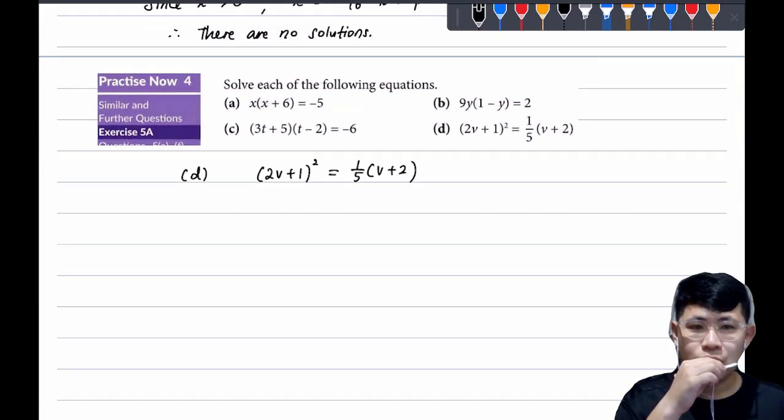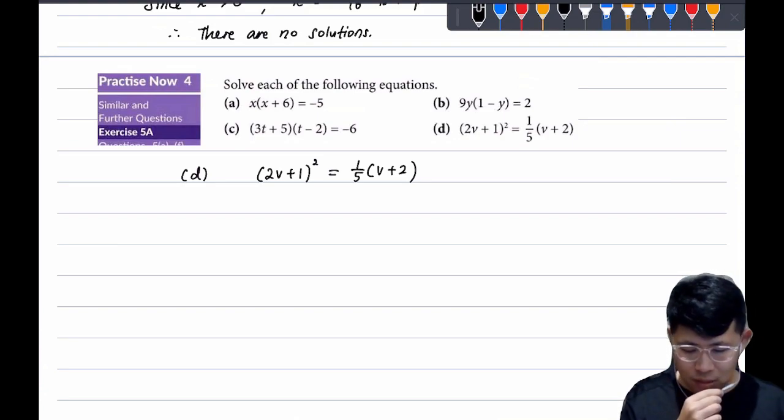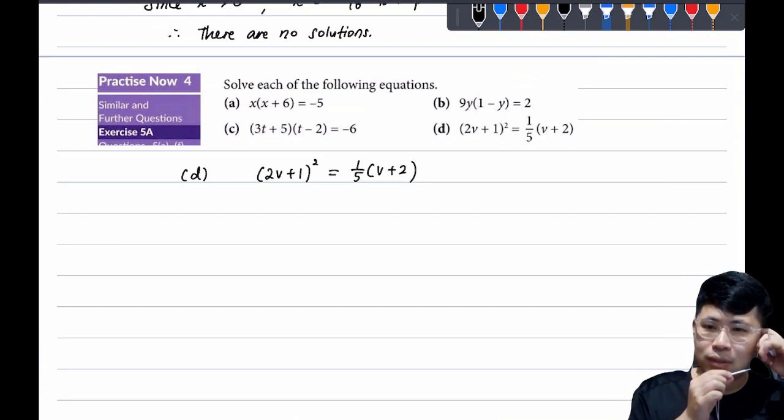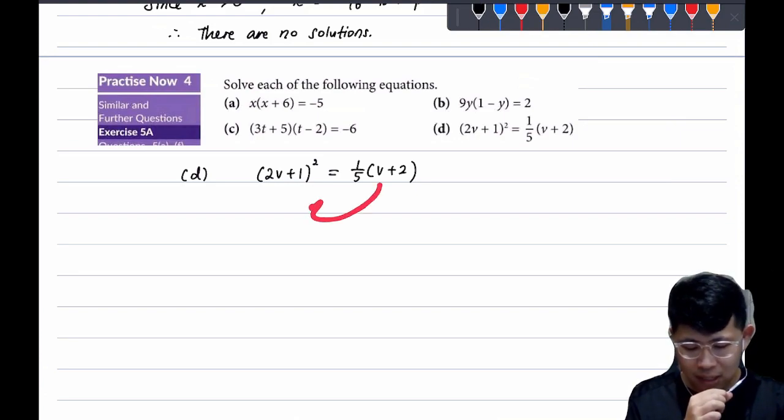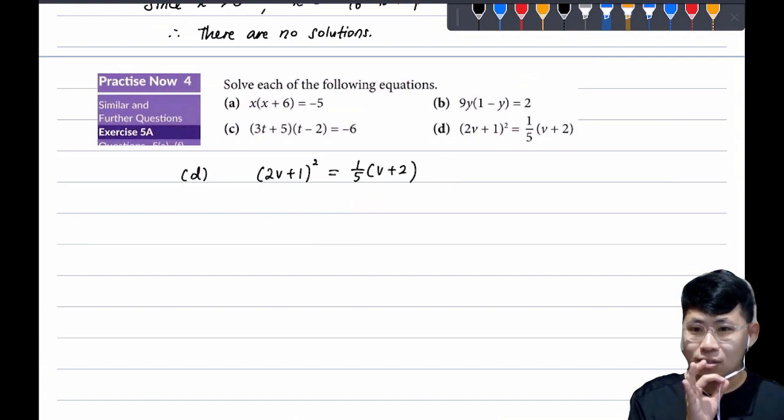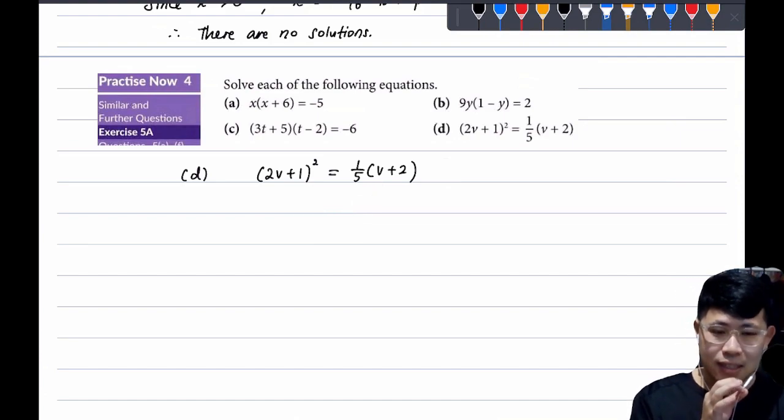Okay, so for question D, we have (2v + 1) squared equals 1 over (5v + 2). So let's do this slowly. Most likely we need to expand everything and move everything to the left and make the right-hand side 0. So this is our goal first, right?